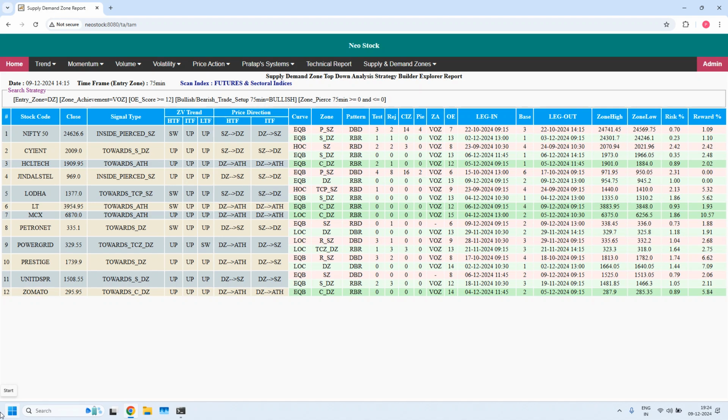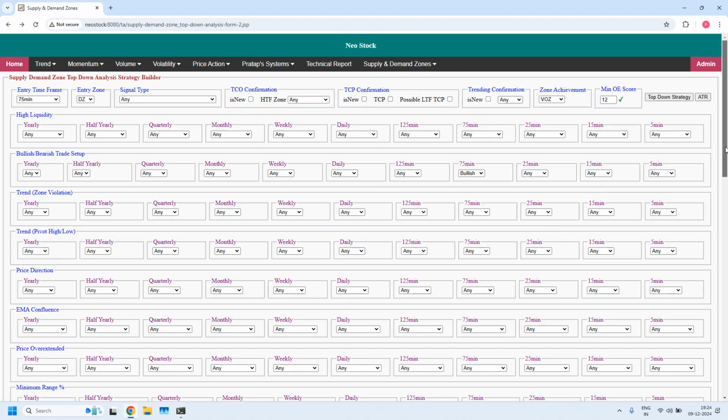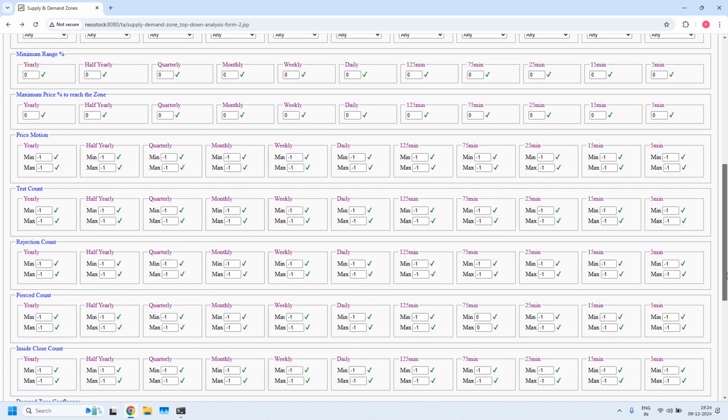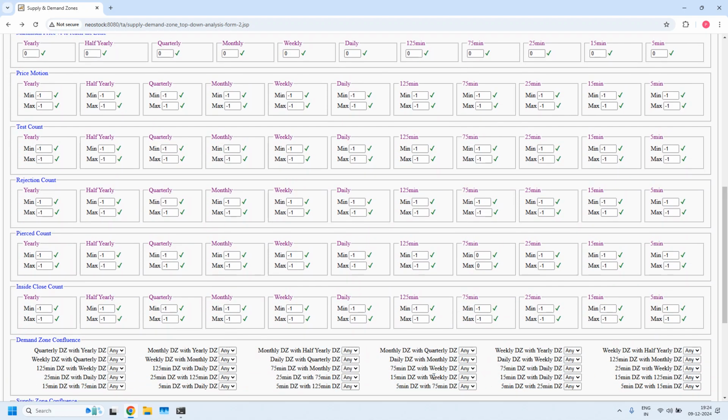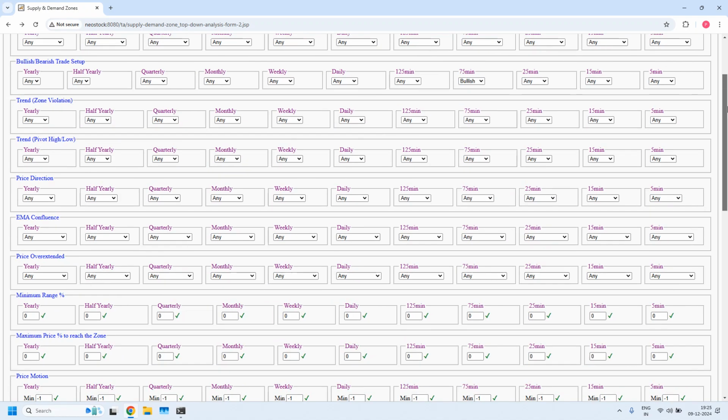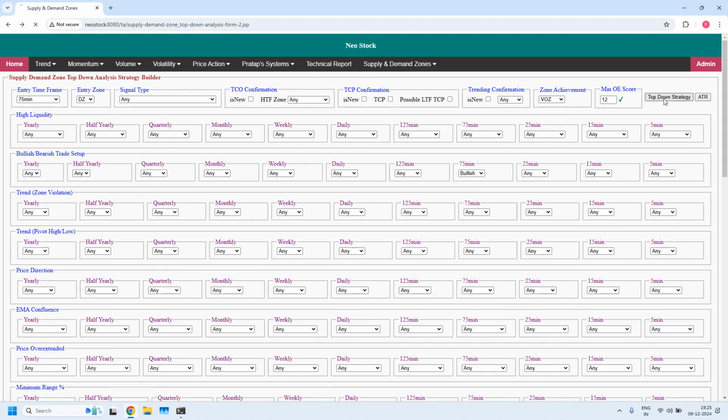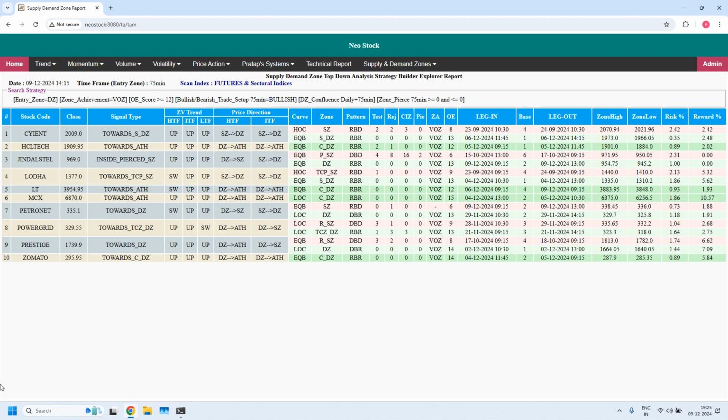First, let us verify based on LTF and ITF demand zone confluence. That is 75 minutes with daily demand zone confluence. I am enabling that filter, 75 minutes demand zone with daily demand zone confluence. With this filter, we got 10 stocks. Out of 12, we got 10 stocks. In these 10 stocks, all these are 75 minutes demand zones. They are part of the daily demand zone. And daily trend is up in all these stocks, that is ITF trend.